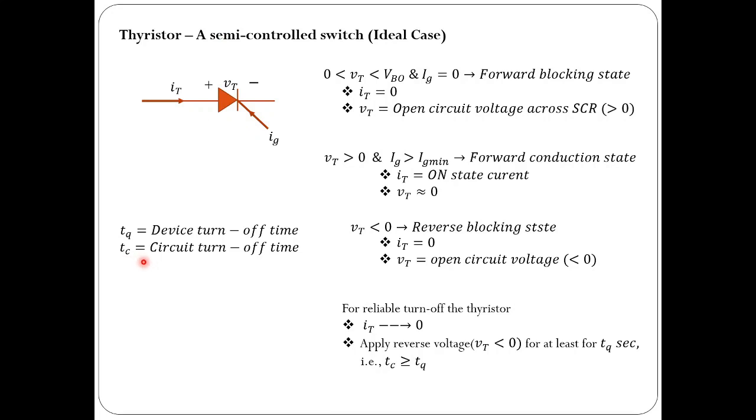And what is TC? This is the circuit turn off time. It is the time provided by the circuit. Whenever you place this switch in the circuit, it is the time provided by the circuit for the switch to turn off, and this time should be more than TQ. So in order to turn off, you have to see that the anode current is approaching 0, and apply reverse voltage across this switch for a time more than the device turn off time. So circuit turn off time should be more than device turn off time.